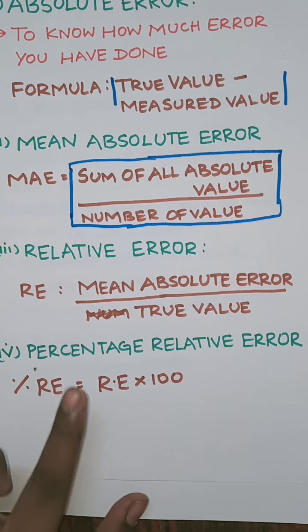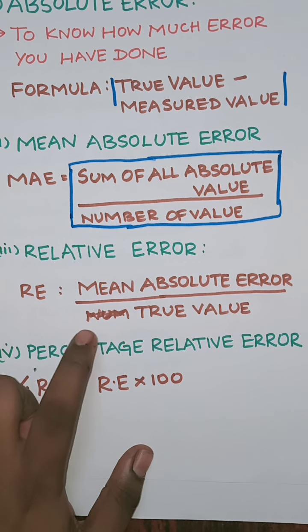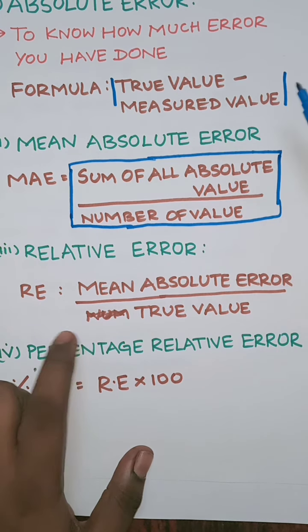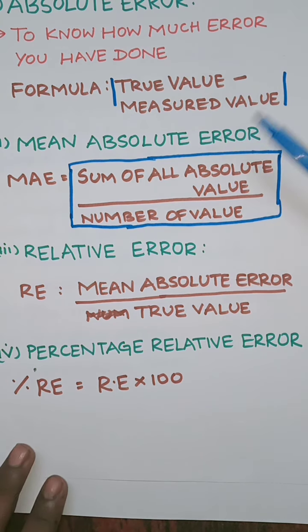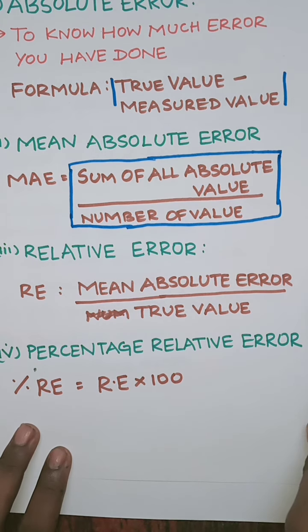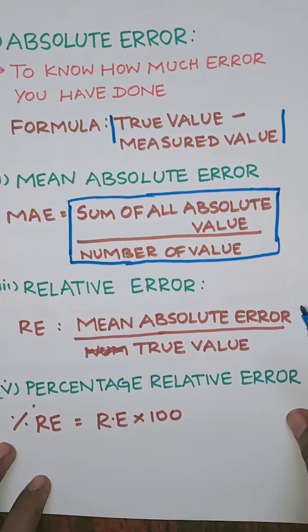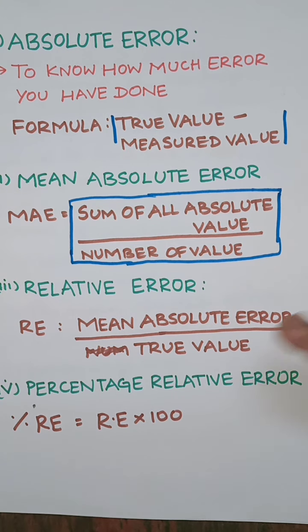The third one is relative error. The relative error formula is mean absolute error divided by the true value. Now you know how to calculate the mean absolute error and true value. You just have to divide the two values. Percentage relative error means simply you multiply the relative error by 100. That's it. These 4 formulas are the basis for all the errors. If you remember these 4, then you can solve all the problems. Now we will solve one problem and see.